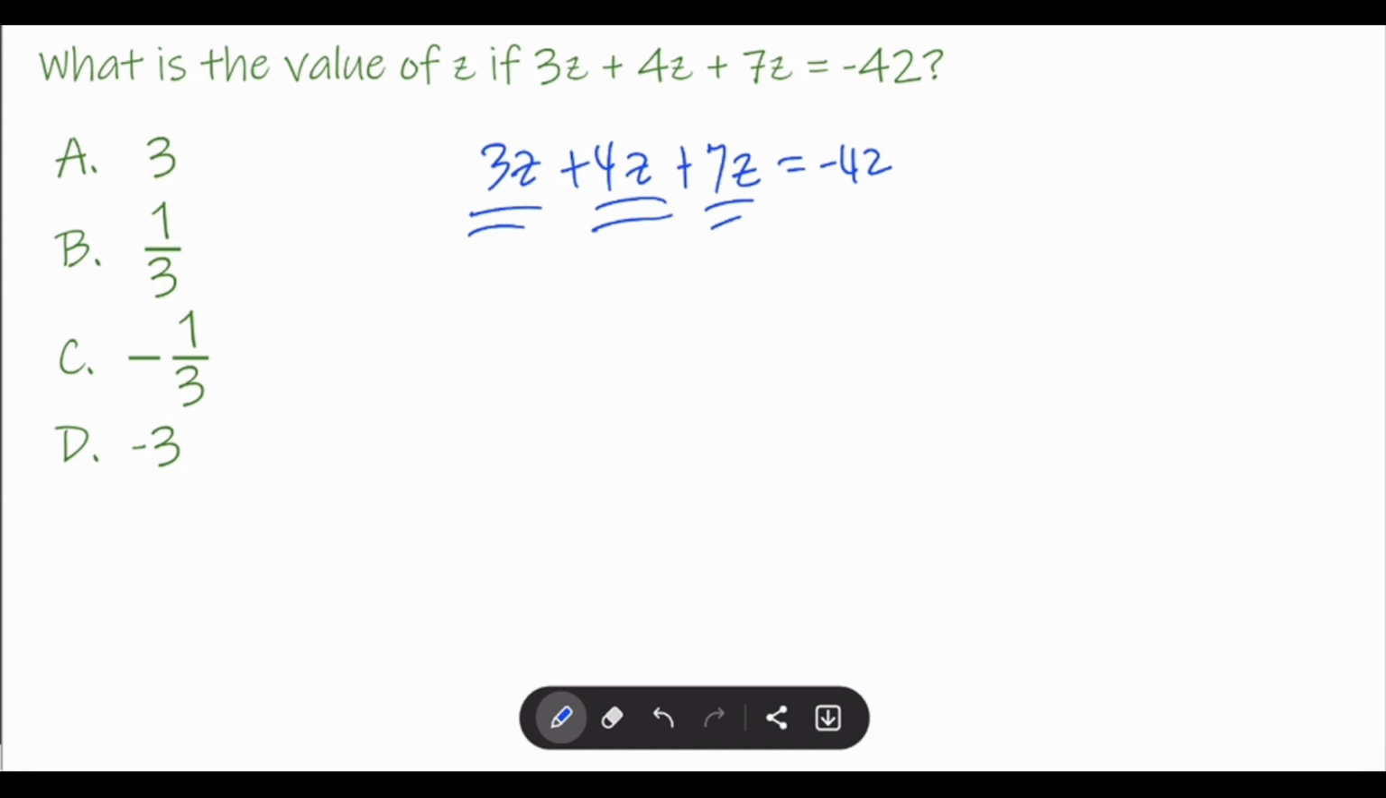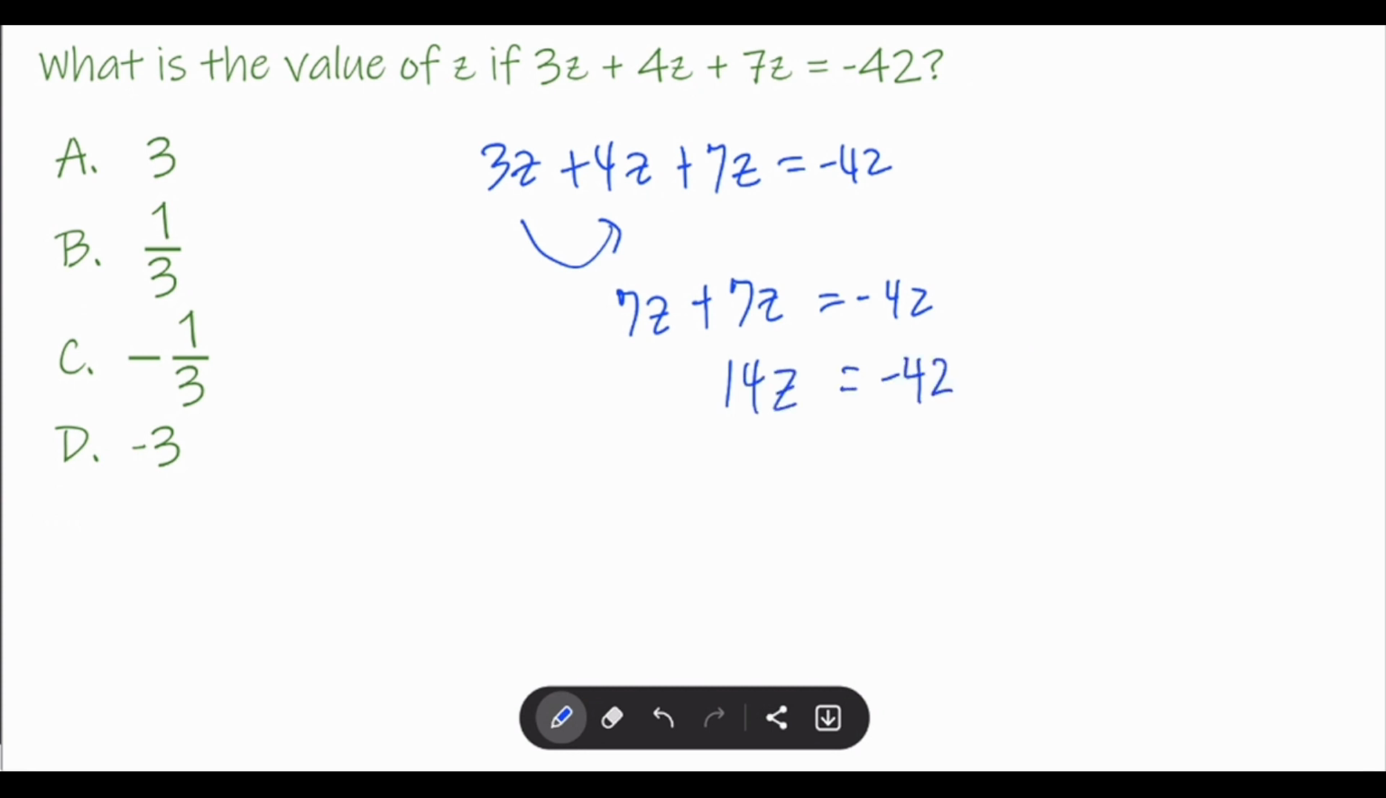There are three terms here because terms are separated by plus or minus sign, and they are like terms because they all have the same literal coefficient. They all have the same z, unless one of it is a z squared, then it's a different variable. But since it's the same z, we can combine them all. So 3z's plus 4z's, if you add these two, it will be 7z. And then if you combine 7 and 7, that's 14z's in all.